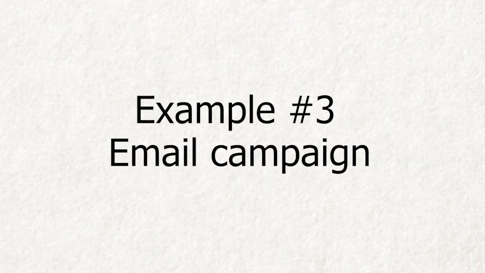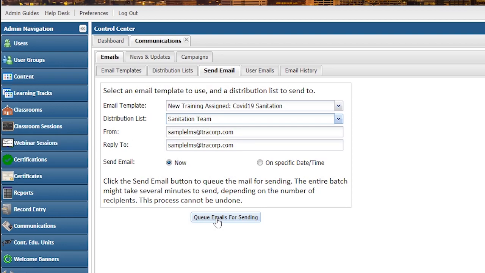Example number 3. Email Campaign. The last example we are going to review is how an email campaign is used to send an HTML-styled email within the newly styled HTML template. Sounds confusing? Let me show you how this is set up.